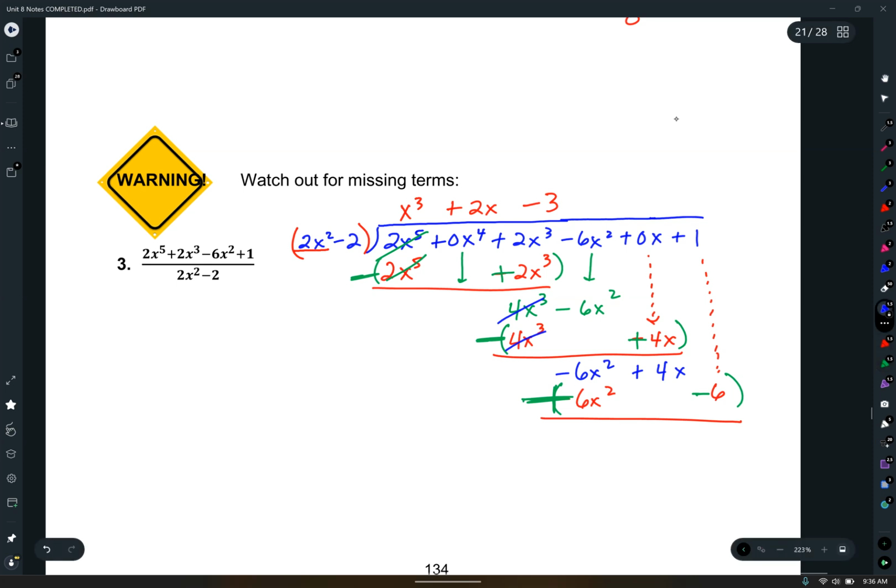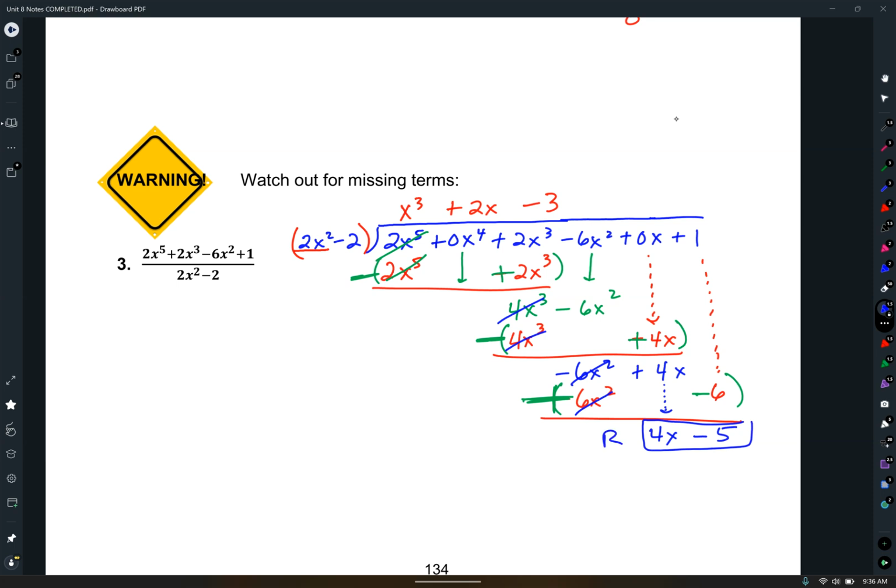So the 6x squareds cancel. The 4x, nothing added or subtracted, so just bring it down as a 4x. I have a positive 1 and a negative 6 gives me a negative 5. And since I've used all of my numbers, I've even used that 1, that's how I know I'm done. Even though there's just extra stuff here, I know I'm done because I've used all the numbers. So all of this is the remainder.